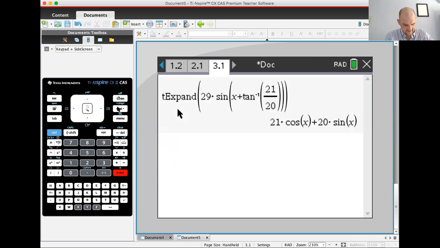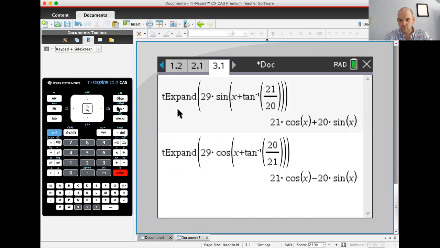This is the given thing, and then T expand 29 cosine of x plus arctan of 20/21, which is definitely not the same. What the heck? What did I mess up? Plus 29 plus 20/21, and then that minus. Why is that? What is happening? No. Cosine, cosine, minus. Oh, it's supposed to be minus.